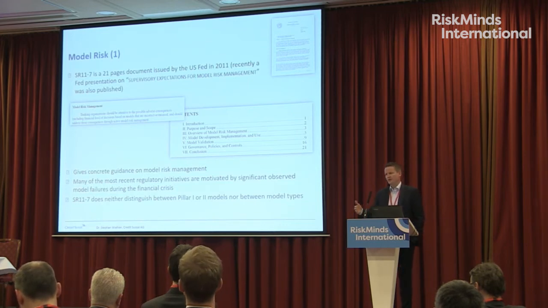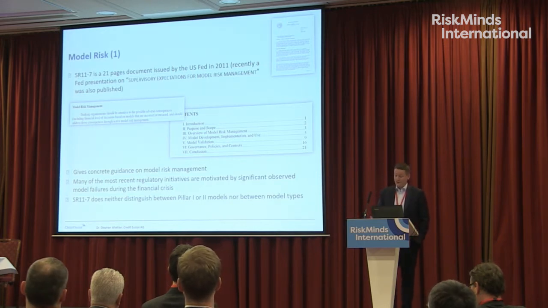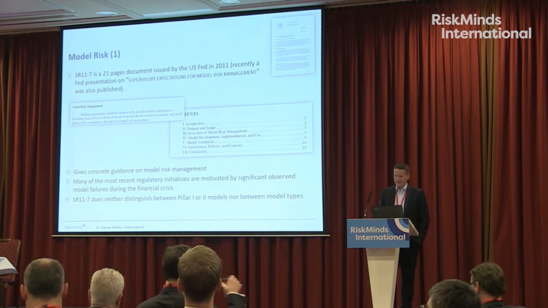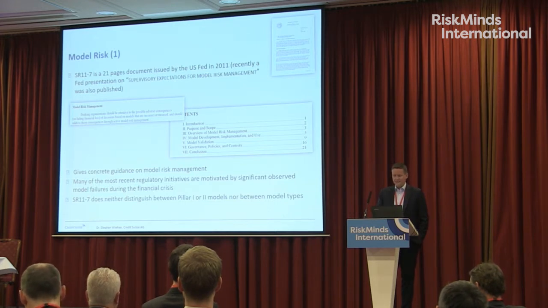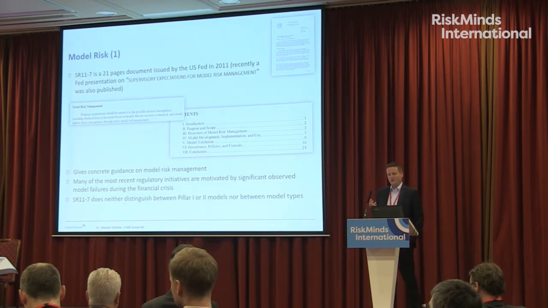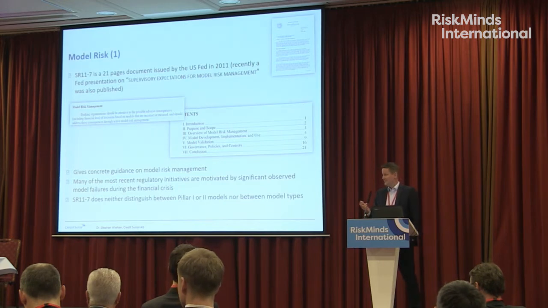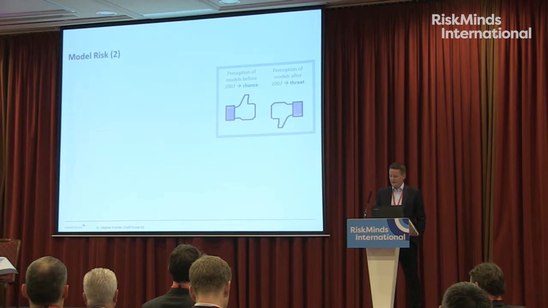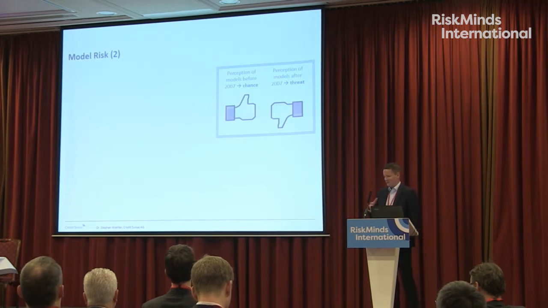It starts with modeling, processes, implementation, monitoring, so all the aspects you typically think of. And of course, it's motivated by the last financial crisis that I guess all of us have experienced. That was probably the reason for setting this document up. But what you also see is that the term model is used very broadly. So SR 11-7 does not distinguish between Pillar 1 or Pillar 2 models, and it does not distinguish between model types. Is that a good thing? Is that a bad thing? I don't know.